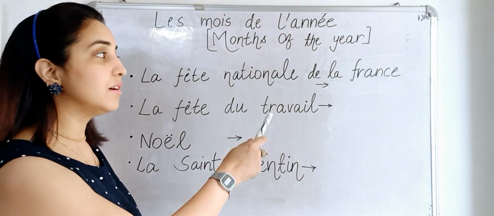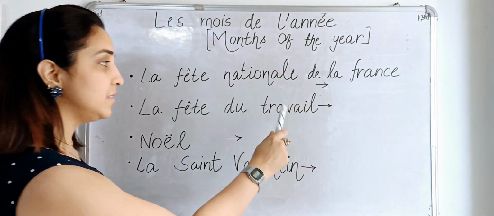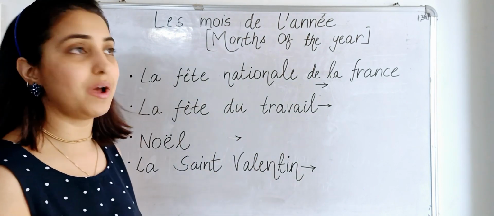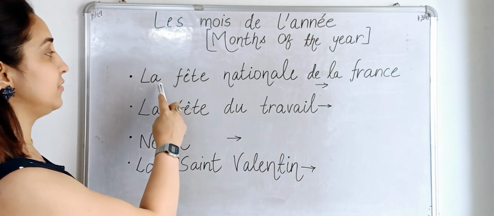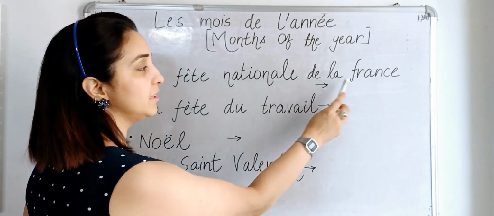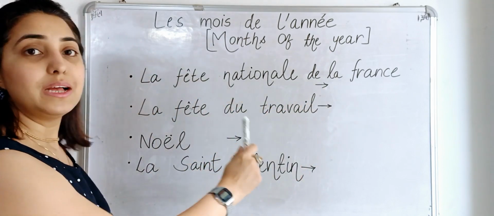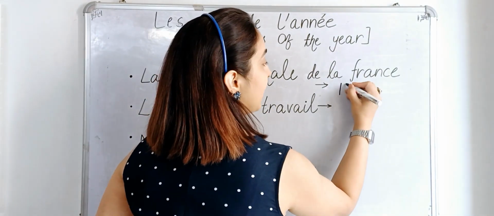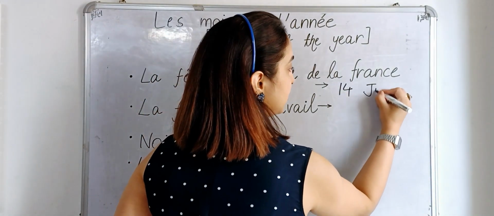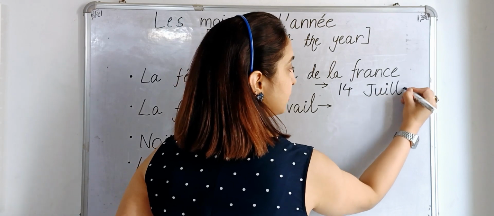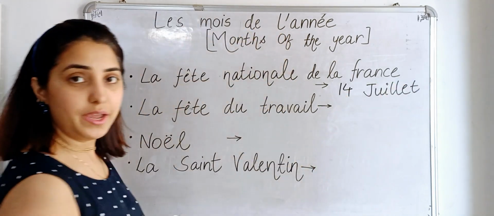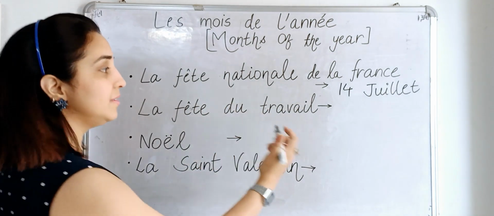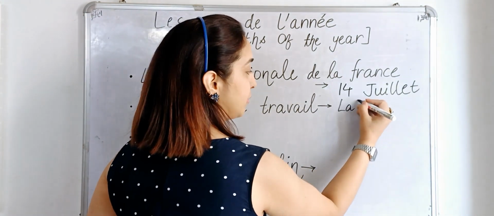So now let's learn these national days, these important days, and let's see these important days fall in which month. So first we have La Fête Nationale de la France. It's about the National Day of France. It falls in Juillet 14. Juillet. Then we have La Fête du Travail, means Labor Day.